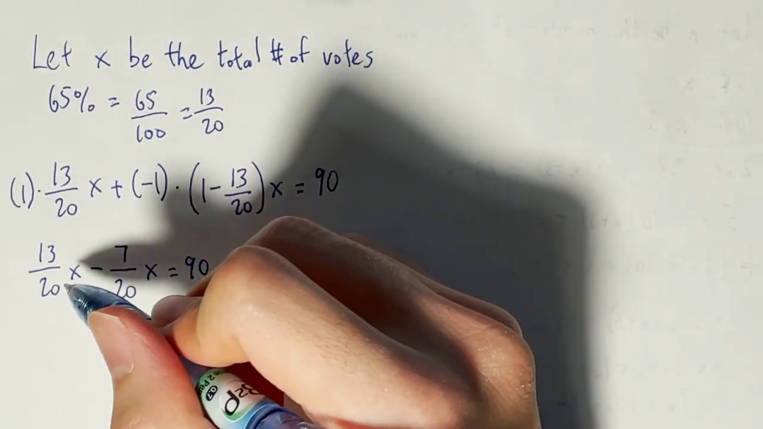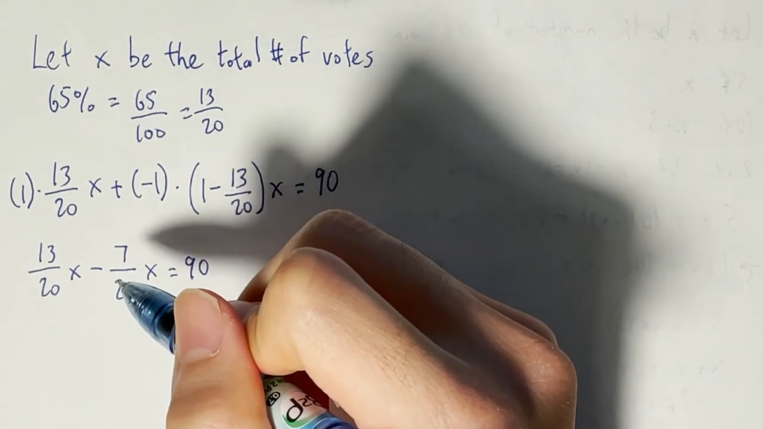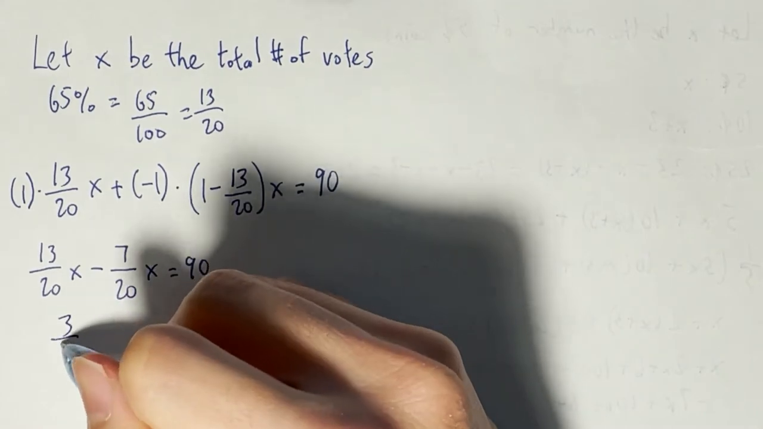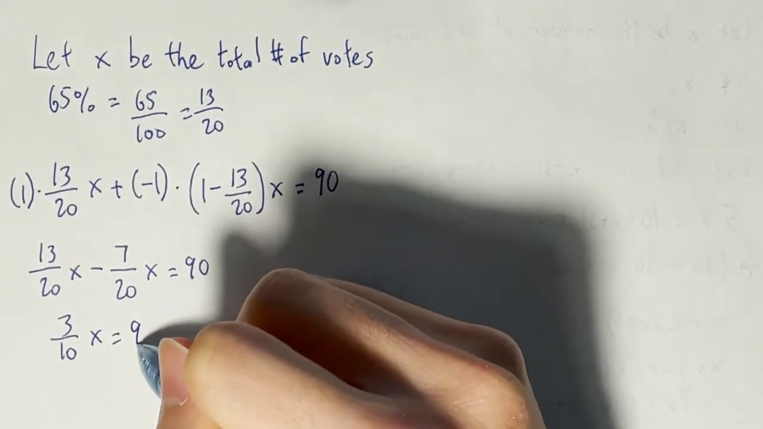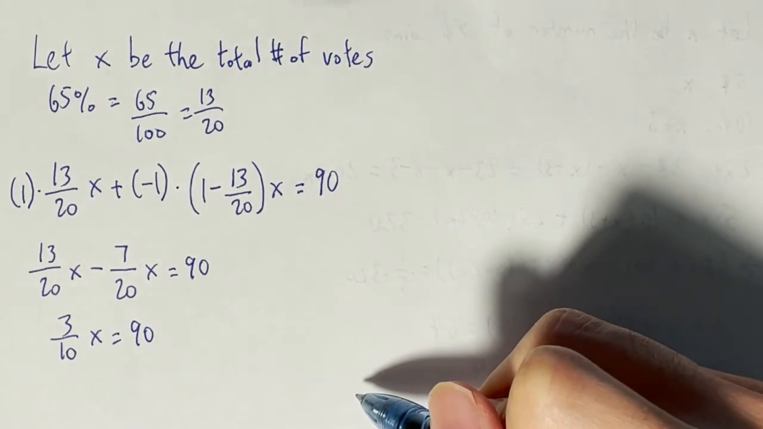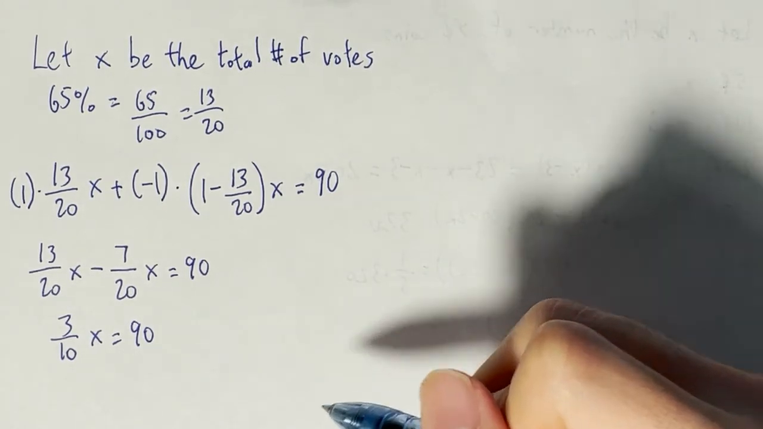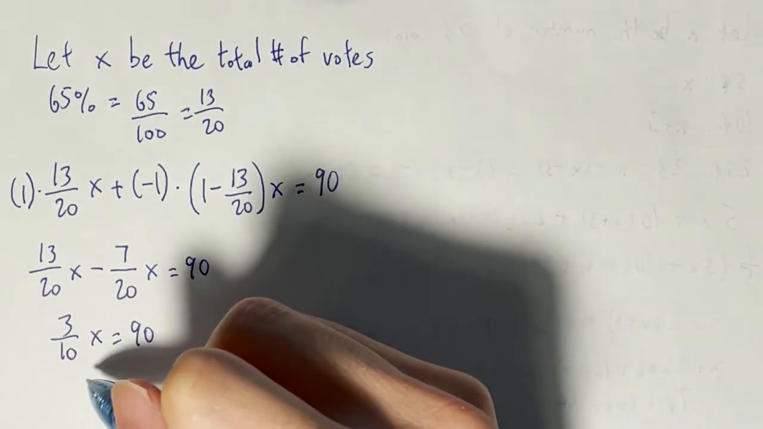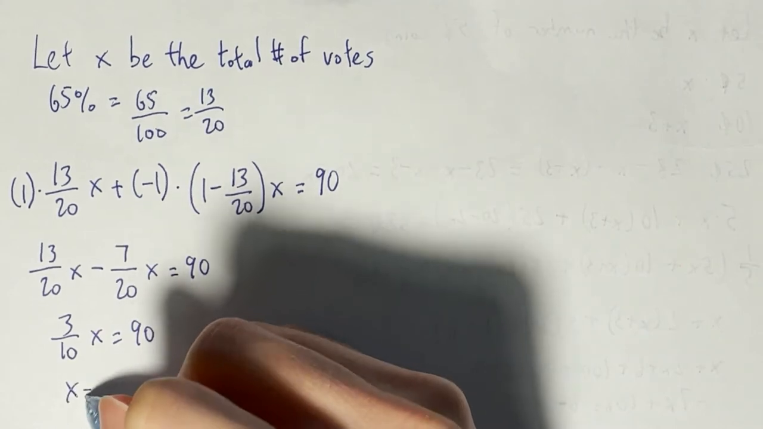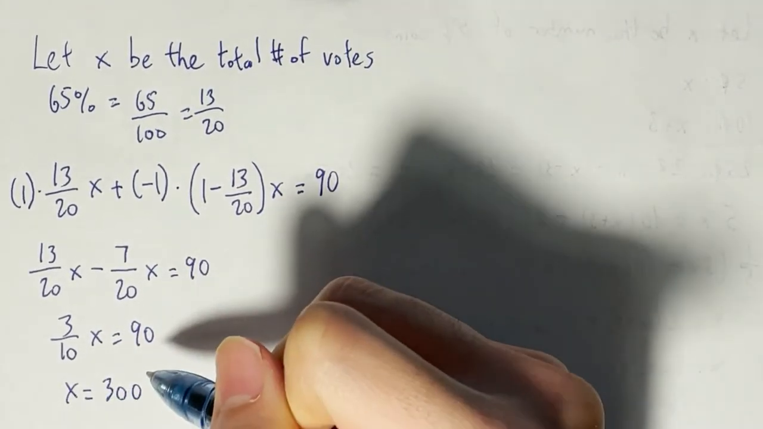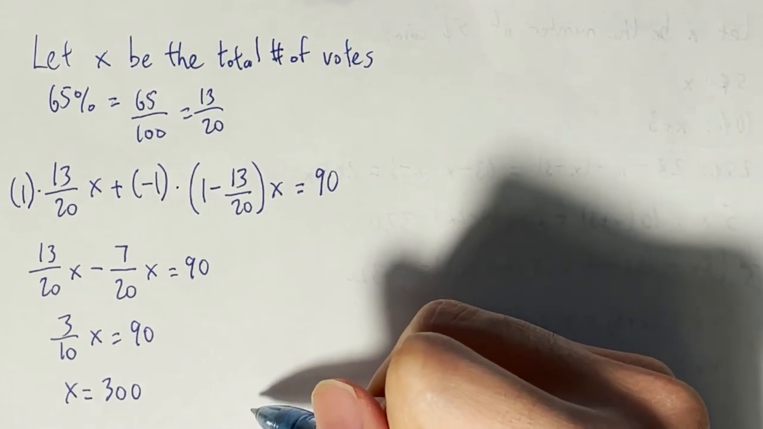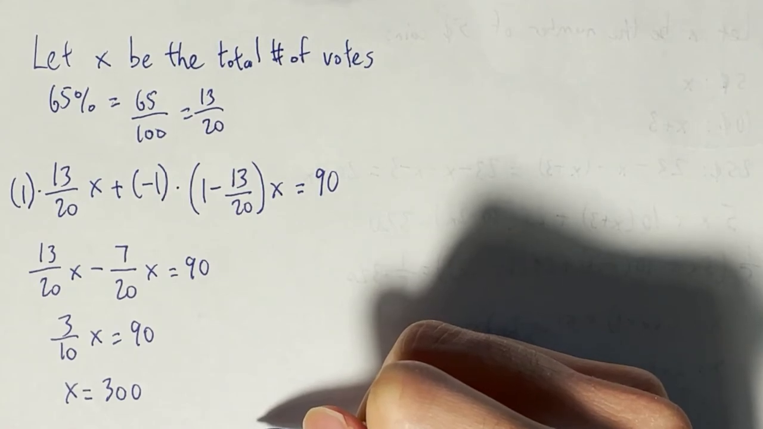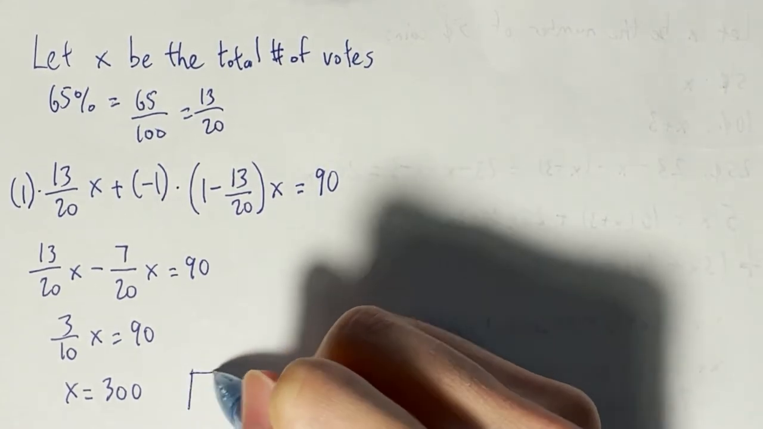Now, we can combine like terms here. We have 13 over 20x minus 7 over 20x, which leaves us with 6 over 20x, which is 3 over 10x equals 90. So now we can solve this: first divide both sides by 3, and then multiply both sides by 10. So we get x equals 300. And that leaves us with 300 being the total number of votes, and that's exactly what we're looking for in the question. So the answer here is B.